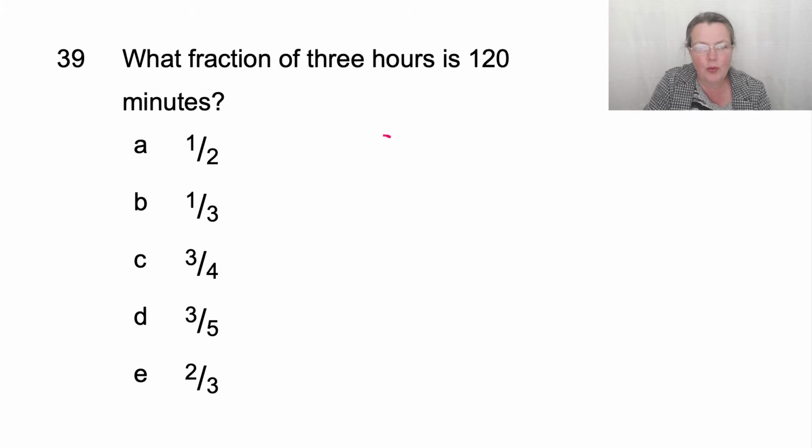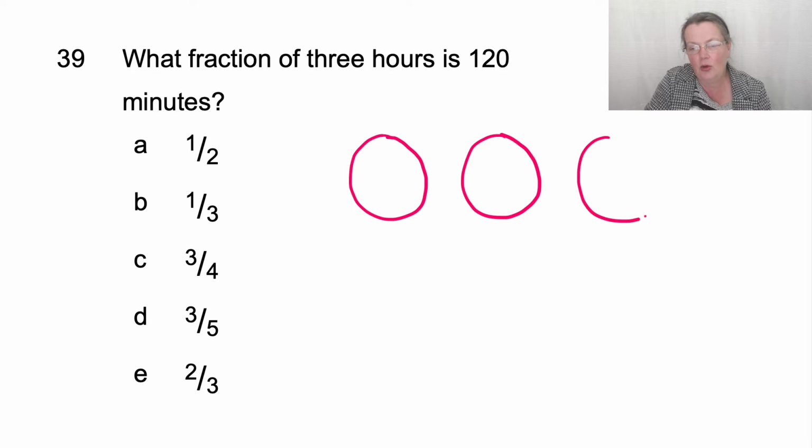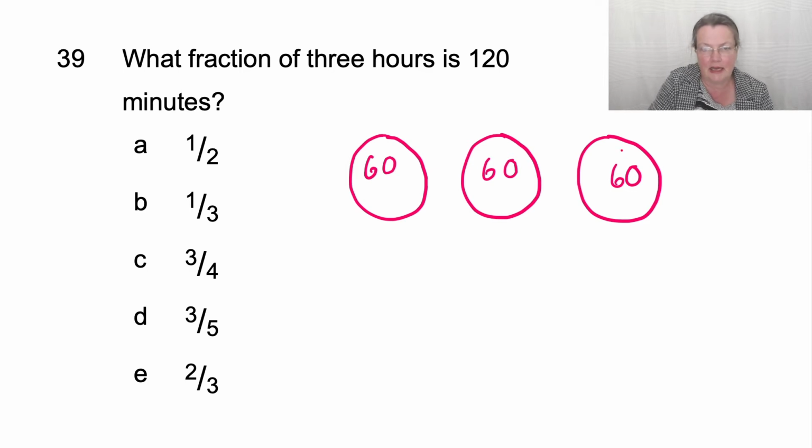We are familiar with an hour in a circle, aren't we? Because we have clocks, and it takes a whole hour for the big hand to go round. So 1 hour, 2 hours, 3 hours. How many minutes in an hour? 60. That's right, 60, 60, 60. So that's your 3 hours. So that's 180 minutes.